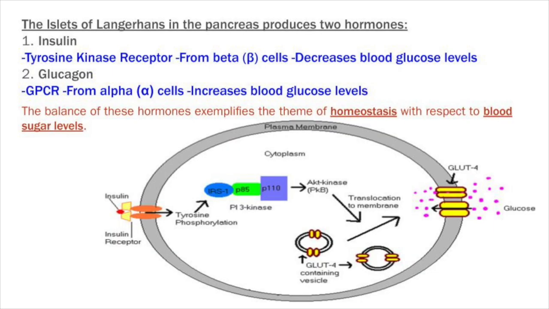2 different proteins in the body regulate glucose levels. Insulin uses the tyrosine kinase receptor, and glucagon uses the G protein-coupled receptor. The balance of these hormones exemplifies the theme of homeostasis with respect to blood sugar levels.